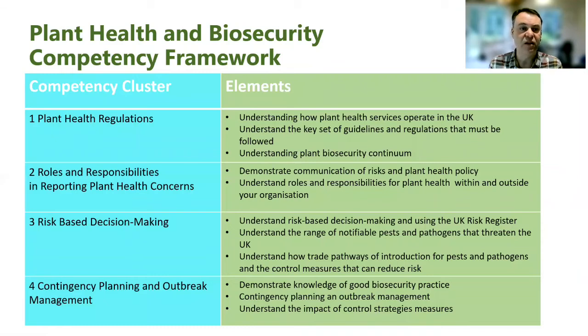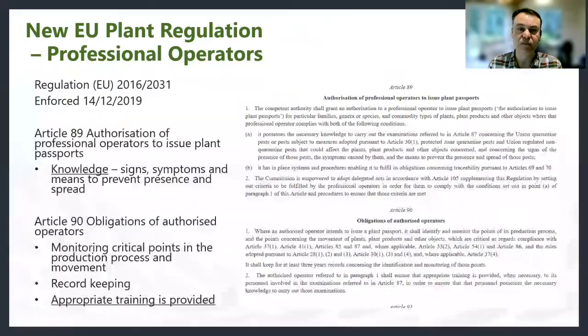On the left-hand side, you can see the competency clusters: plant health regulations, roles and responsibilities in reporting plant health concerns, risk-based decision-making, and contingency planning and outbreak management. If we take the first one, plant health regulations, the elements of that would be understanding how plant health services operate in the UK, understanding the key sets of guidelines and regulations that must be followed, and understanding the plant biosecurity continuum. So you can see it's very clear about the clusters and the elements. And again, these all draw back into the GB Plant Health Strategy.